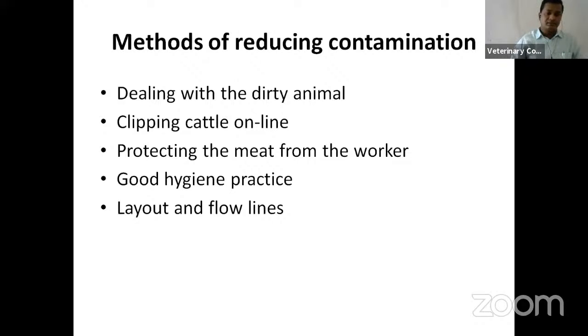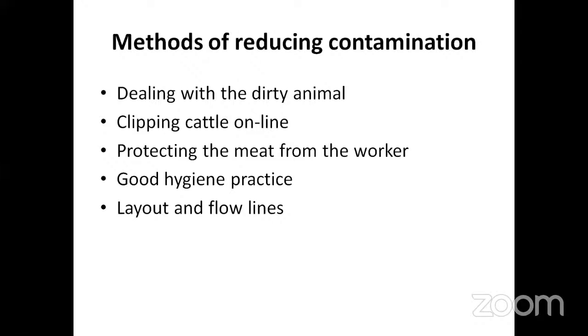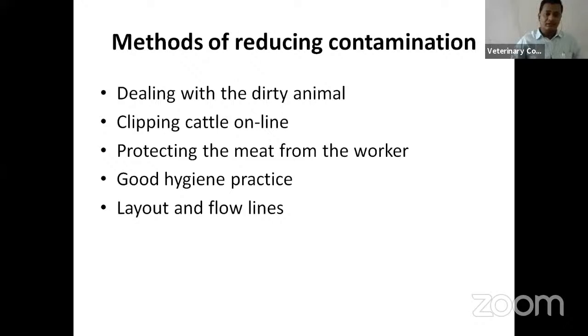At some places, there is a clipping process that is done. Clipping means removal of the hair. Following our discussion today, we are also going to discuss the workers or the operatives who contribute to the contamination during slaughter operations. For all these things, we need to follow good hygienic practices, and we have to design the slaughterhouse in such a way that the layout and flow lines will be such that least contamination of the carcass meat occurs in the abattoir.